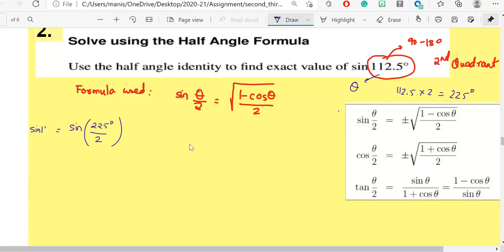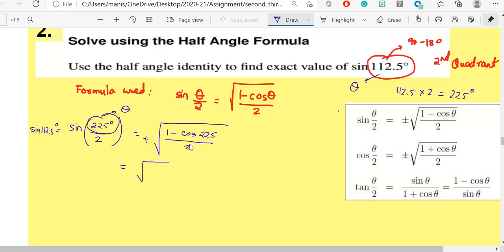So I can write it over here: sine 112.5 degrees is equal to this. And so this means, what is the value of theta? The value of theta over here is this one. So now I will be substituting this in my formula. So this is my cosine of 225 divided by 2. But I'm using the positive one, so go ahead and do the next step.